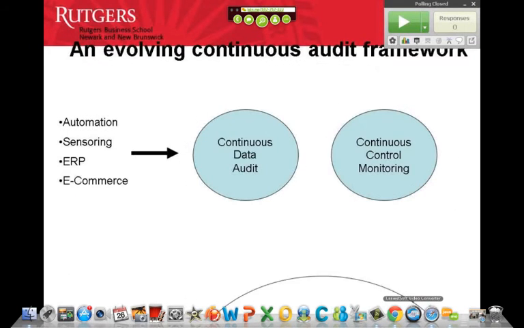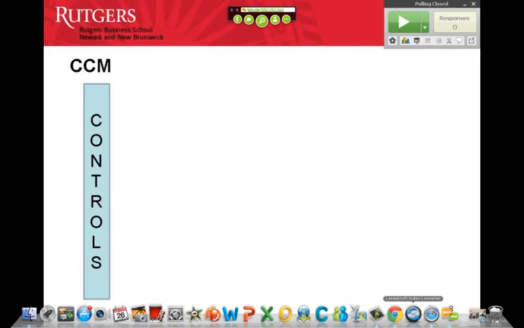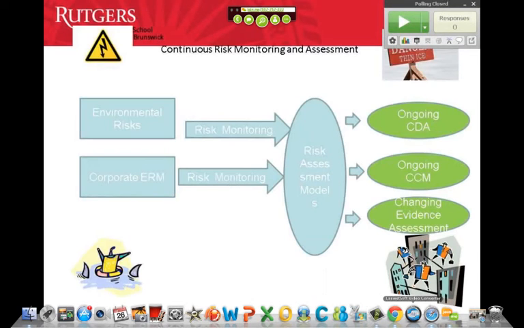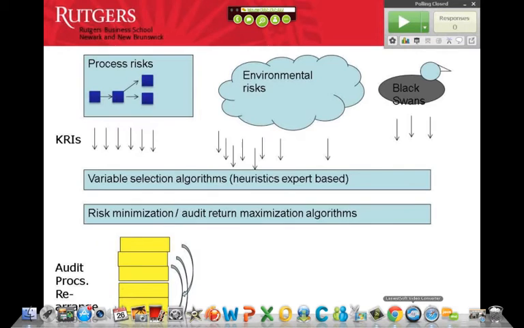We already did this. We talked about CCM. We talked about CRMA. I didn't show you this chart. Remember we had continuous auditing as three elements: continuous data audit, continuous control monitoring, and CRMA, continuous risk monitoring and assessment. And CRMA is viewed this way.